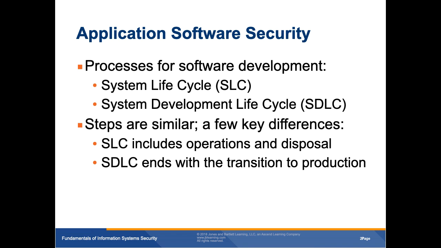The system life cycle includes the operation and disposal, and the software development life cycle actually does end in production. That's fine. But it's just the development of the app. So you're in development and test, and then you go to production. Whereas the system life cycle covers everything from that development all the way to the disposal.